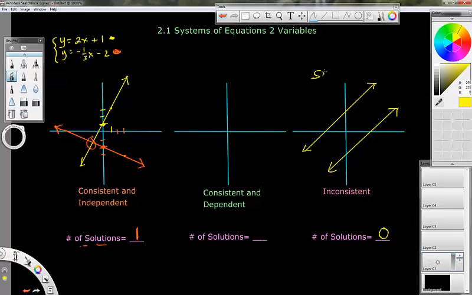So we'll make a note here. These have the same slope. Same slope. These are called inconsistent lines, and they have no solution.